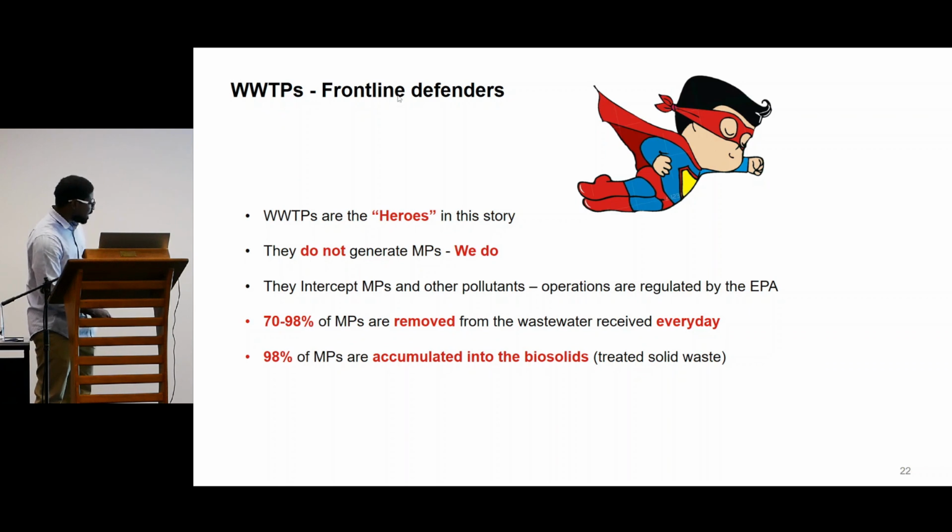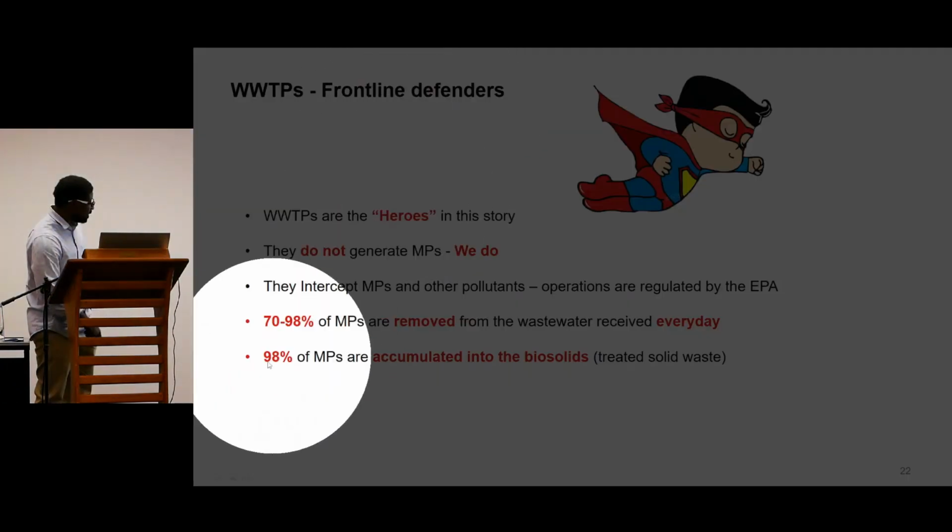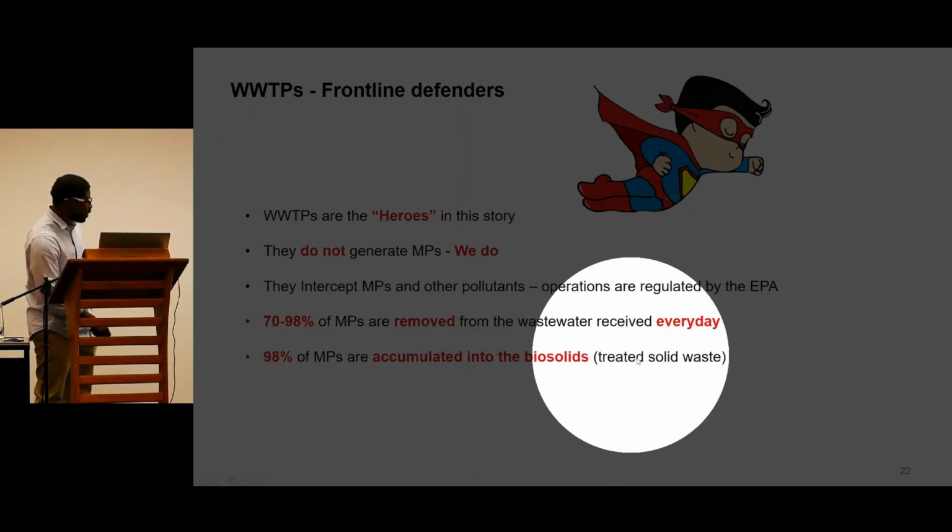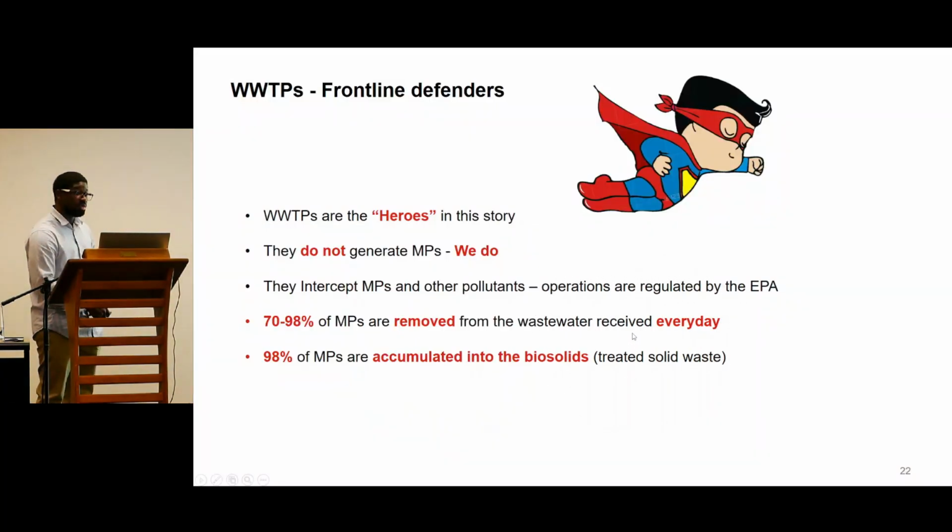So this 98% is in the biosolids, because the solid waste generated at the wastewater treatment plant is further treated, because it's highly contaminated stuff. You have to treat it to meet the EPA regulation before you can send it to land and apply. So it's further treated. But unfortunately, the treatment process does not really remove these microplastics. So they end up in there and then contaminate the soil when we send it for reuse.